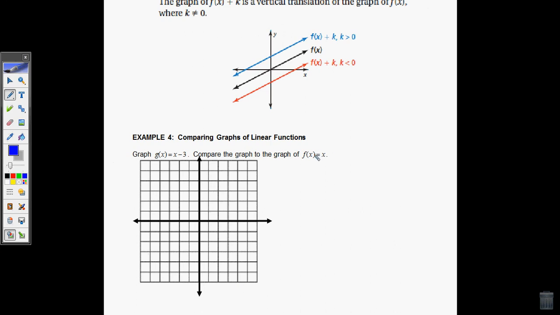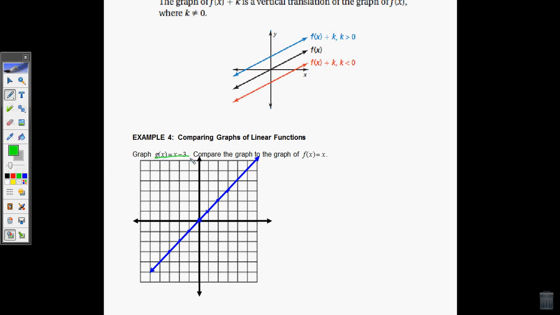So let's graph first f of x equals x. So this is a linear function with a slope of 1 and a y-intercept of 0. So that should be nice and easy. It's just all like this. Slope of 1. I'm going to connect it now. Beautiful.